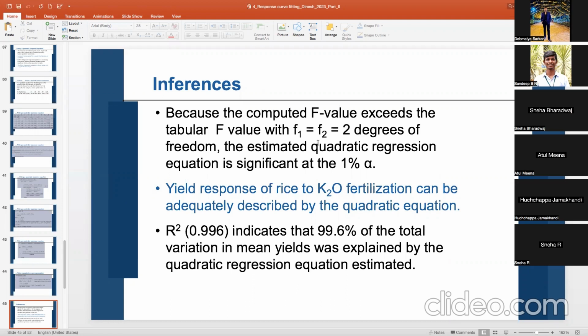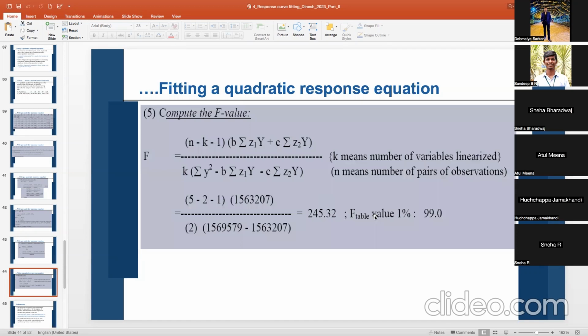So in this case, it was significant. You can see that at 1% level of significance, you have 99 as the table value of F at 2 and 2 degrees of freedom, which is much less than the calculated value. Therefore, it is significant even at 1%. If a value is significant at 1%, it is surely significant at higher levels of significance, at 2%, 5%. That means it is significant at all higher levels.